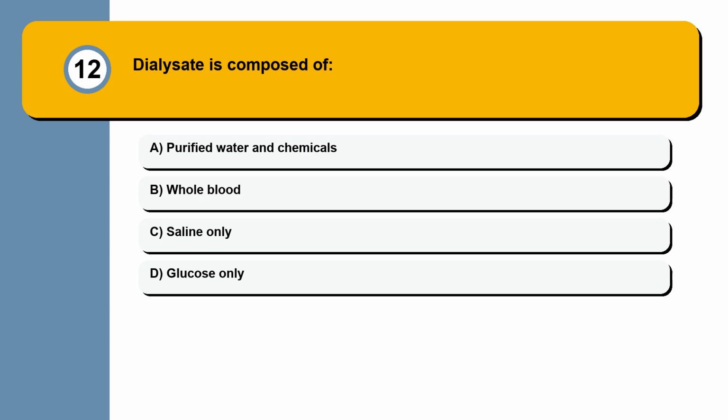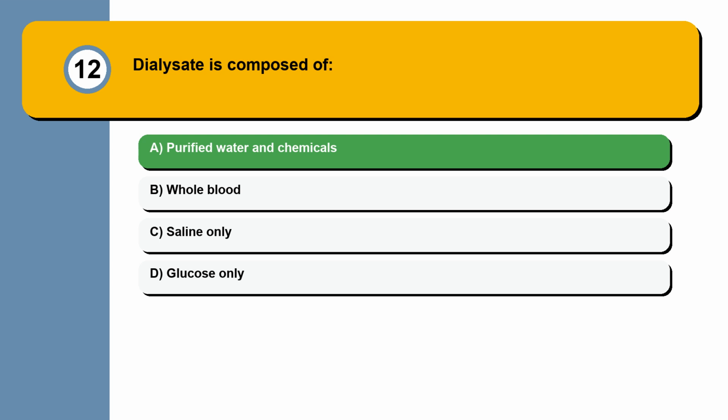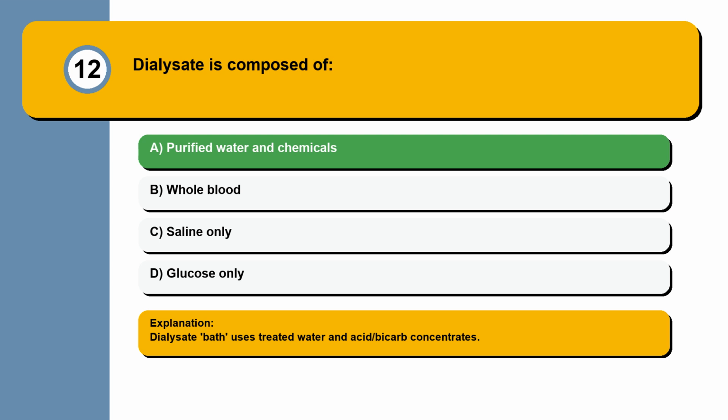Question 12. Dialysate is composed of: purified water and chemicals, whole blood, saline only, glucose only. Dialysate bath uses treated water and acid/bicarb concentrates.